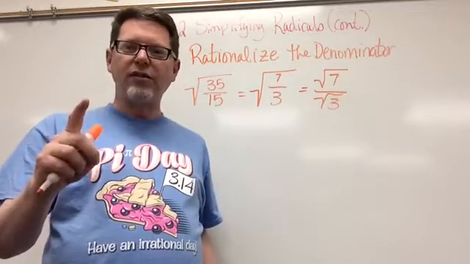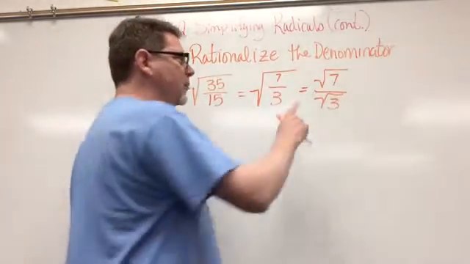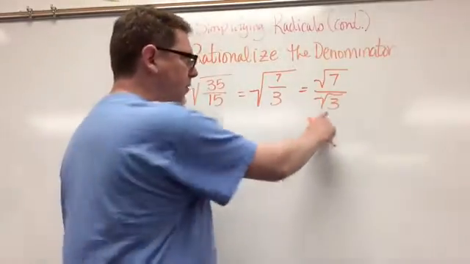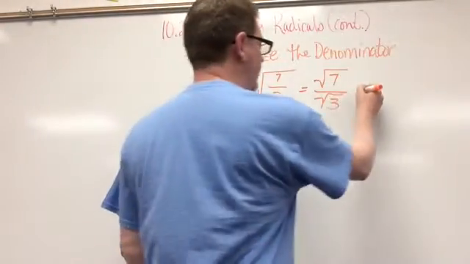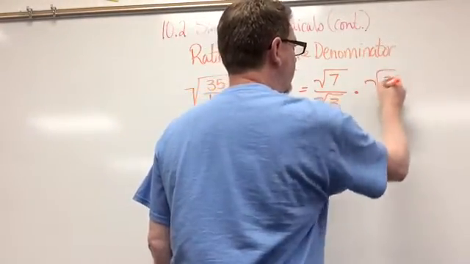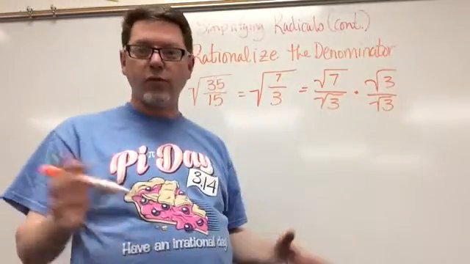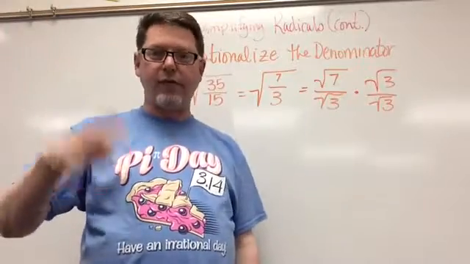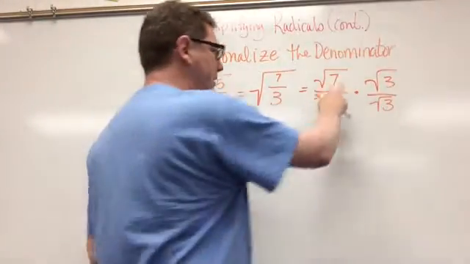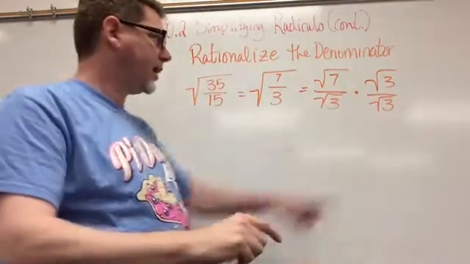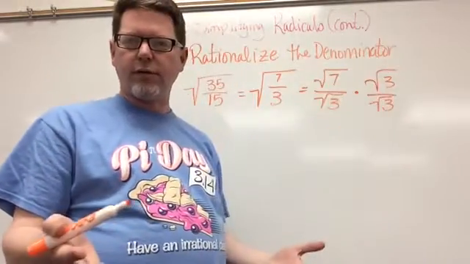So in order to rationalize this puppy, I have got to multiply by 1, and to get that 1, I'm going to use the square root of 3. And so I'm going to multiply by the square root of 3 over the square root of 3. Because the square root of 3 over the square root of 3 is 1, because anything divided by itself is 1. So all I'm doing is I'm taking the denominator, and I'm making it into 1, which is square root of 3 over square root of 3.